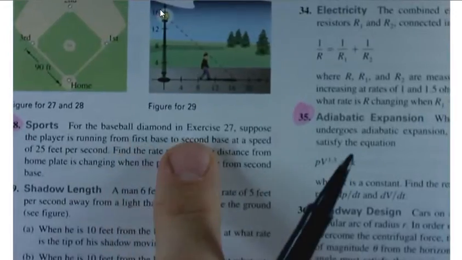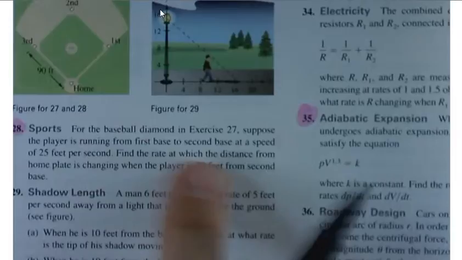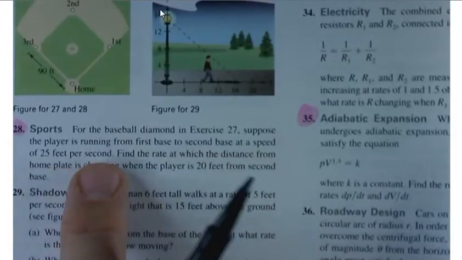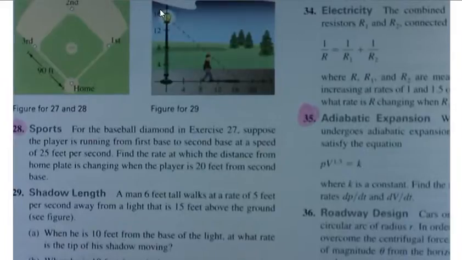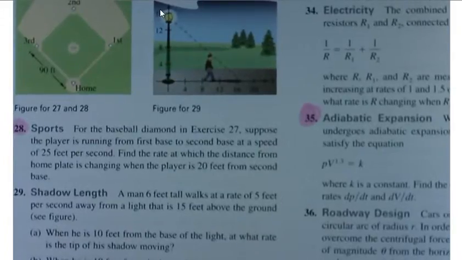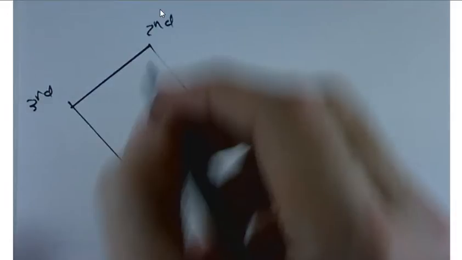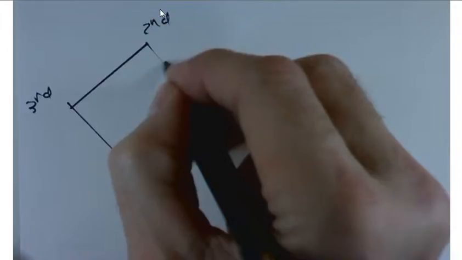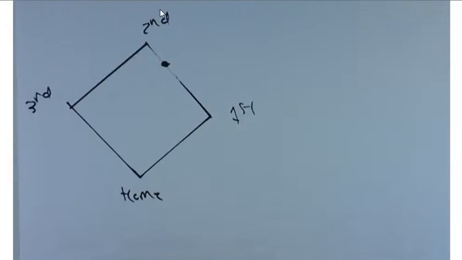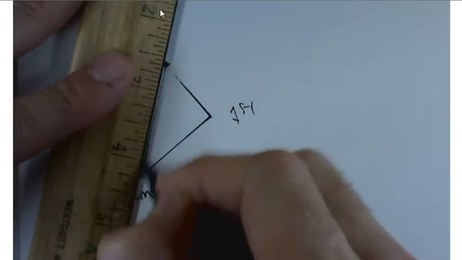All right, so let's take a look at the problem here real quick. It says, for the baseball diamond in exercise 27, suppose the player running from first to second base at a speed of 25 feet per second. Find the rate at which the distance from home plate is changing when the player is 20 feet from second base. So let's draw that. You're 20 feet from second base. So call it here. And we want to know how this distance is changing here.